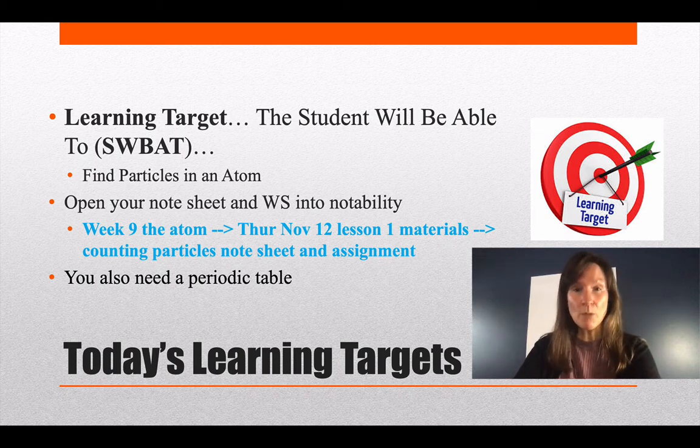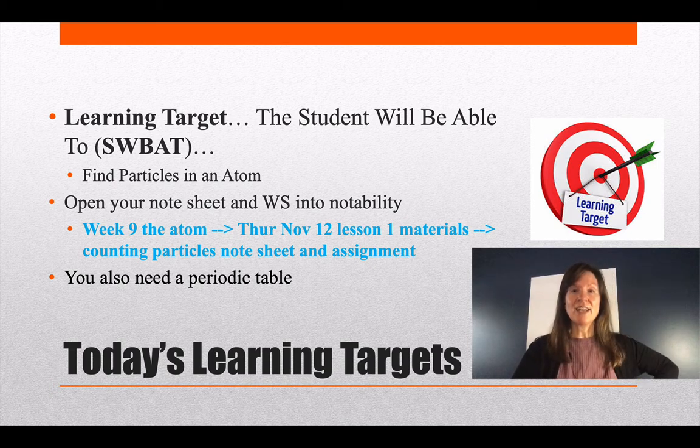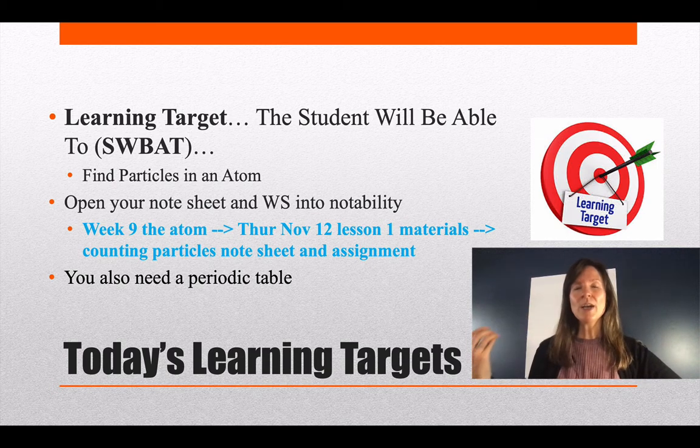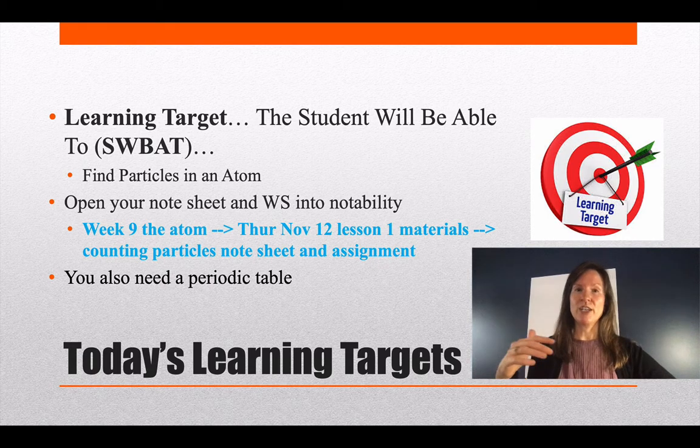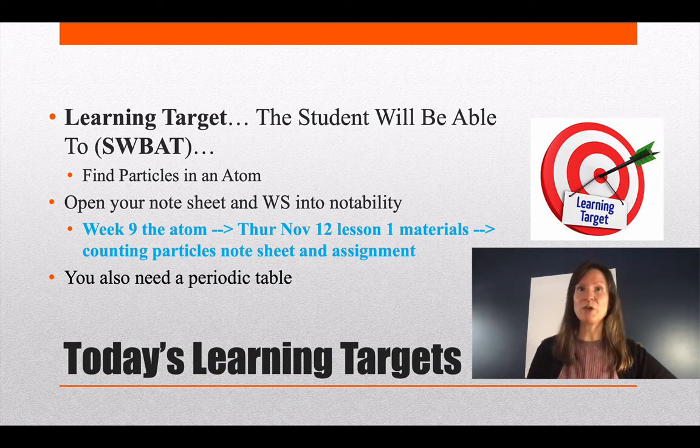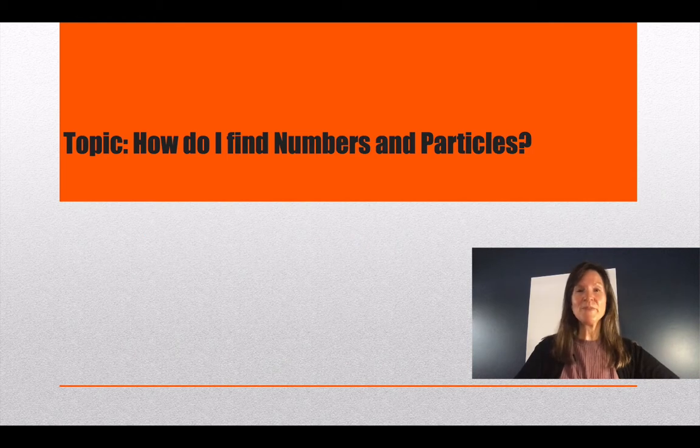If you have that open, you can follow along on that note sheet as we complete the notes on the atom. You guys have been doing different things about counting particles in the atom. We did a POGIL and other things like that. So this is supposed to be a review and a refresher of how you can find the information on the table. And then the continuation of the worksheet is actually practicing the application of these. So you'll need a periodic table in order to complete it. So the topic today is, how do I find the numbers and the particles from the periodic table?